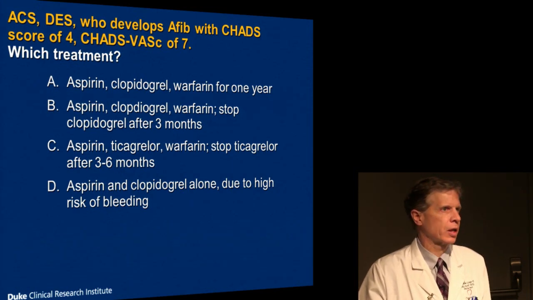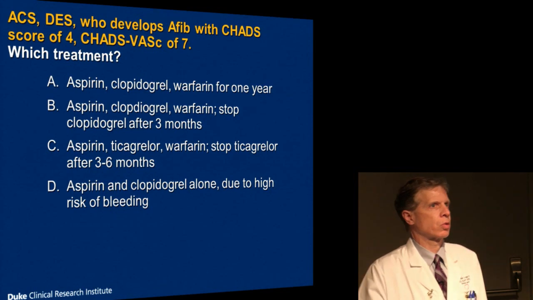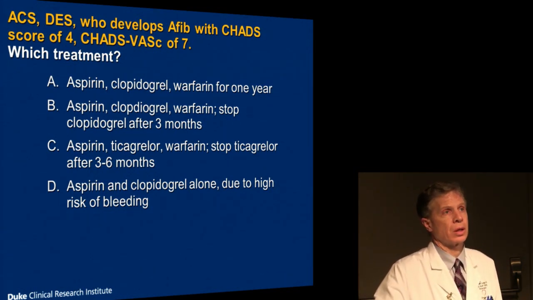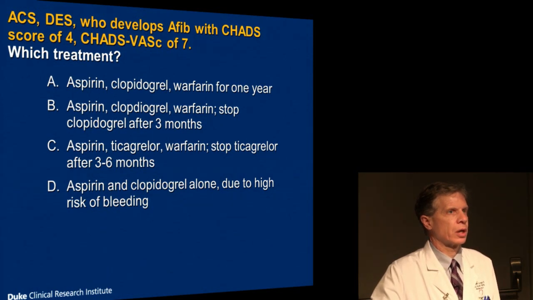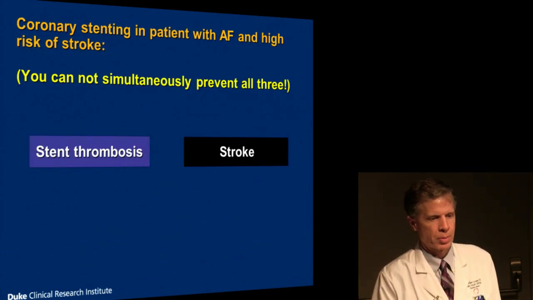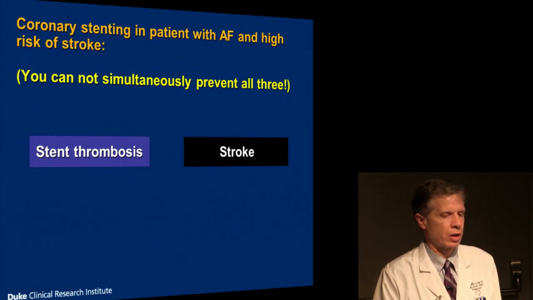Or do we simply say that aspirin and clopidogrel may be enough, because that was shown to result in a 28% reduction in stroke in the ACTIVE A trial compared to aspirin alone, and say that we're just not going to tolerate the excess risk of bleeding with triple therapy. And we don't know the answer to this, right? We'll go over what the guidelines tell us, but we just don't have enough information.